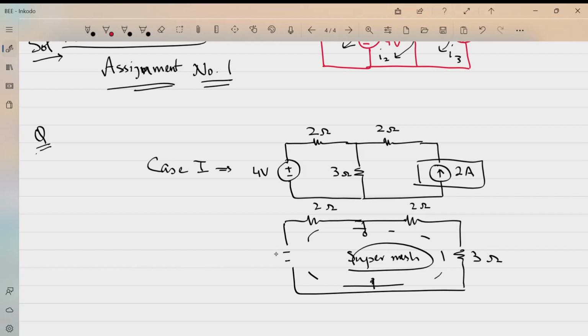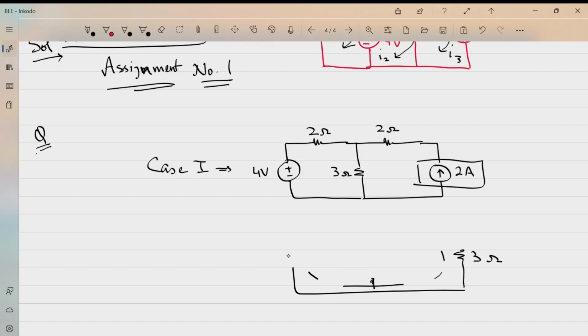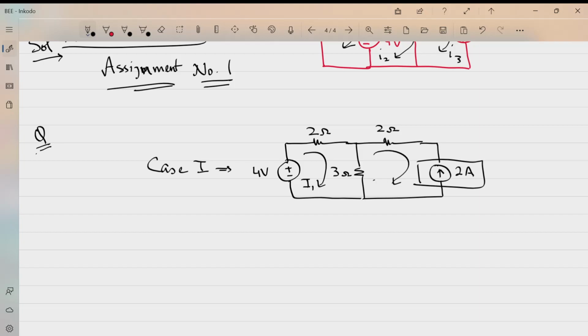Case 1 वैसे तो it's a simpler case. If a current source is located towards a periphery, it is not located in between meshes. So you have to simply identify the two loops and you have to identify the loop currents I1 and I2. यहाँ पे वही KVL आप लगाओगे loop 1 में.